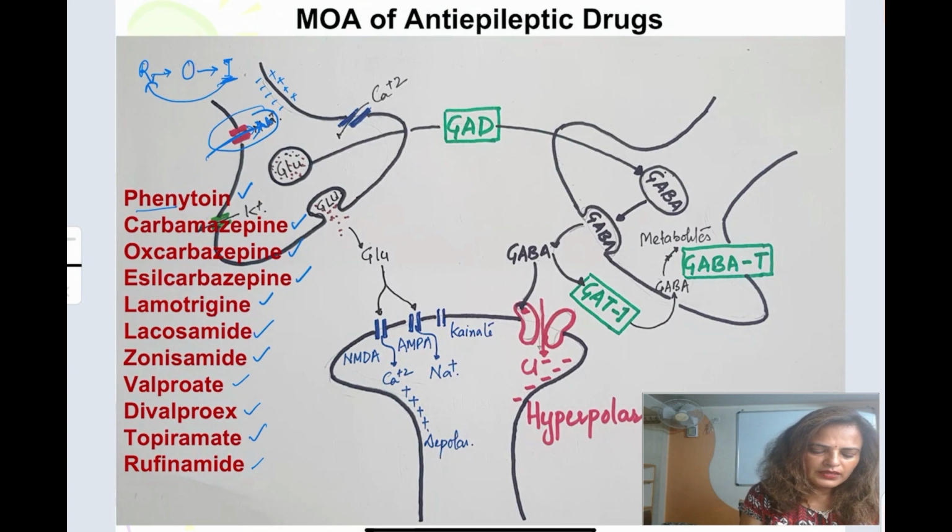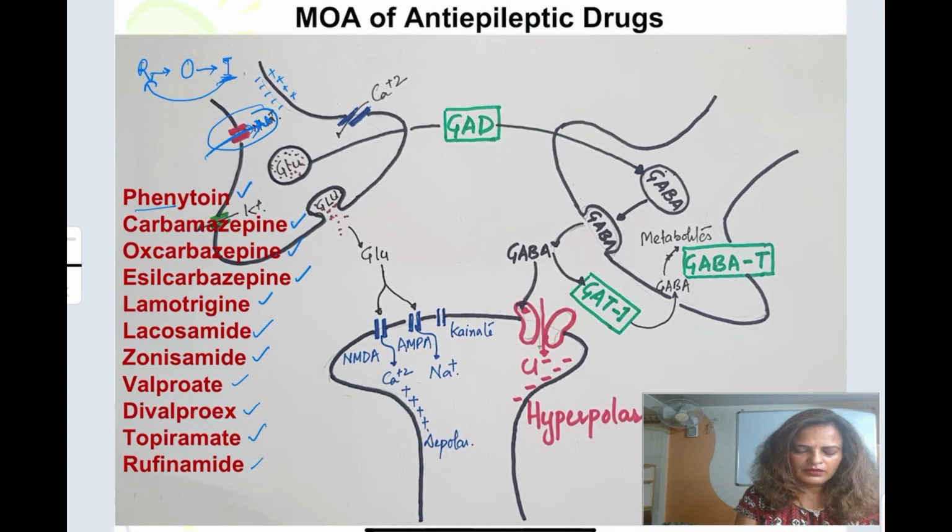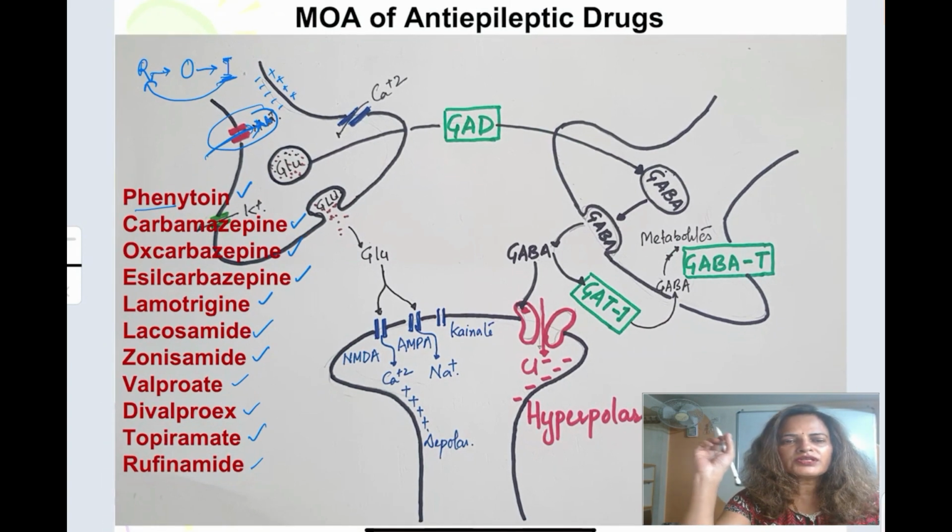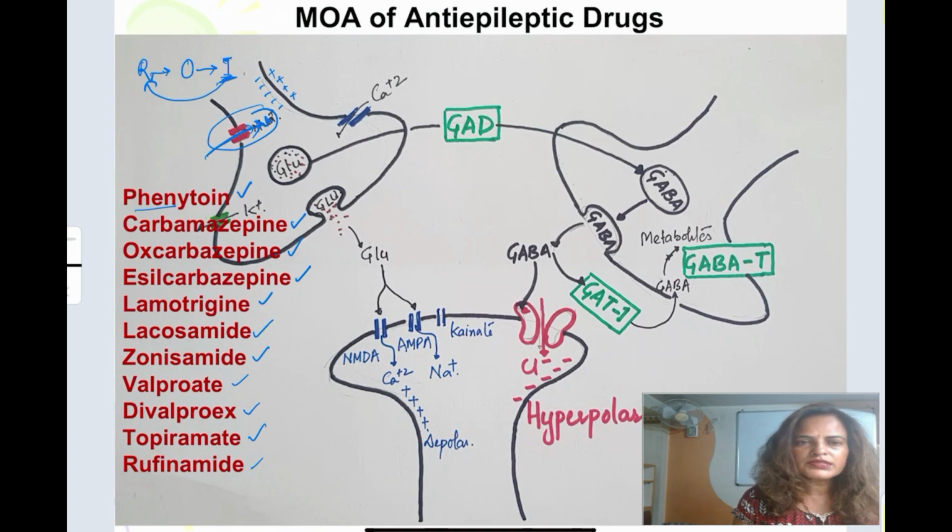So this is the one action, and for most of these drugs, whichever drugs you have written in this line, this one point of the mechanism of action you are supposed to write for each and every drug. Plus they have additional mechanisms of action, like phenytoin at therapeutic dose. This is the action.